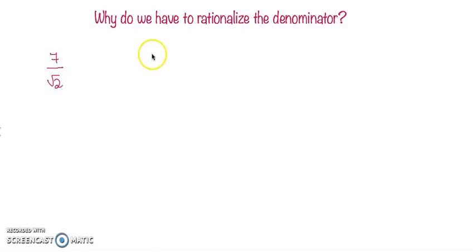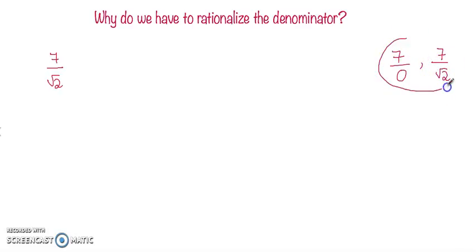Hi guys, in this video we're going to discuss why we have to rationalize the denominator. Just like in math, we all know that there's a rule that you cannot divide by zero. You cannot have zero in the denominator of a fraction, right? Just like that, you cannot have a radical, an irrational radical, in the denominator.